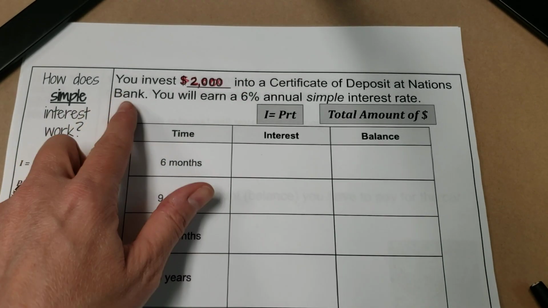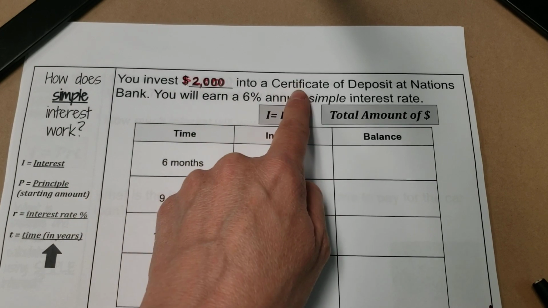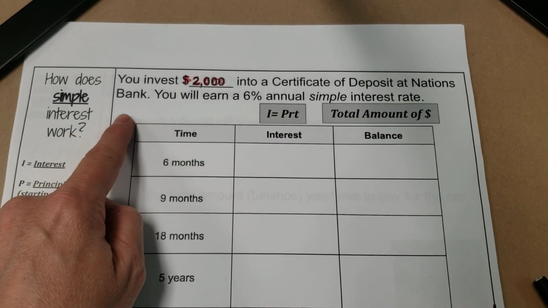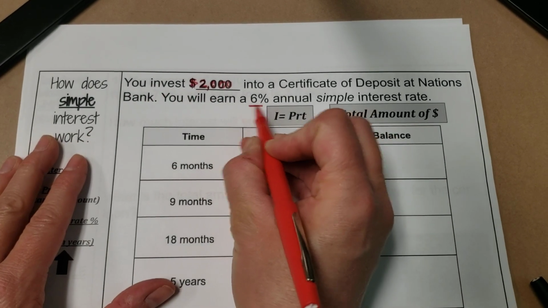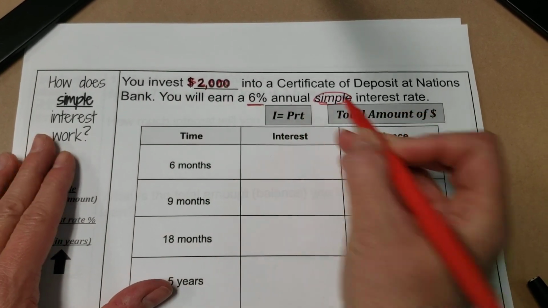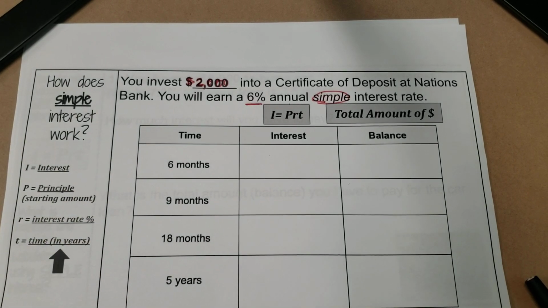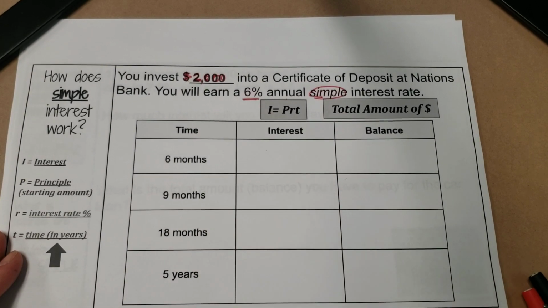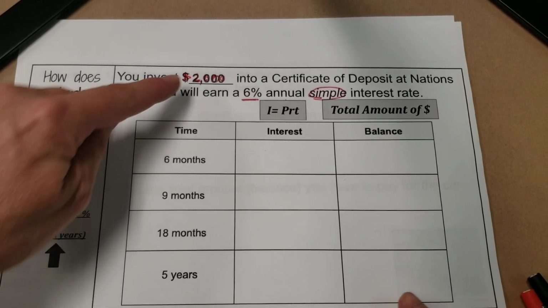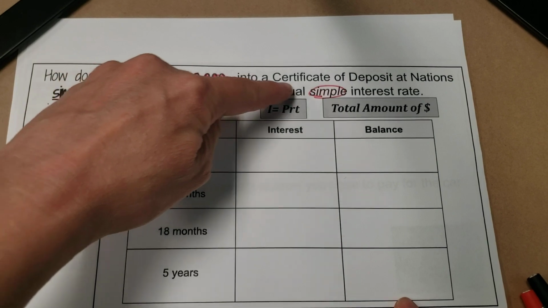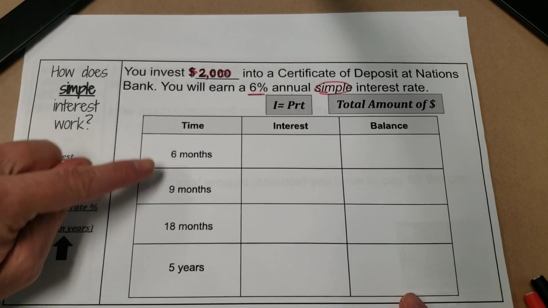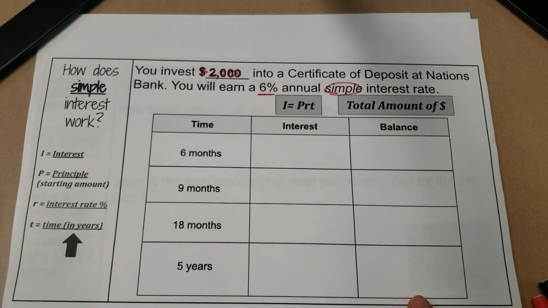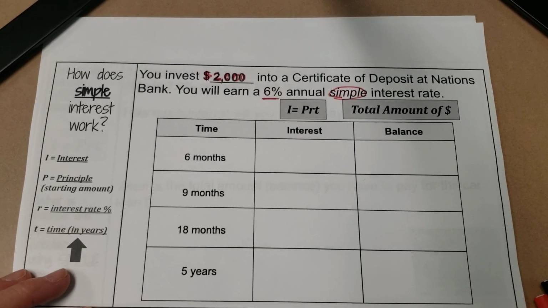Let's say that we invest $2,000 into a certificate of deposit, which also can be called a CD, at Nations Bank. You will earn 6% annual simple interest by keeping that $2,000 in a CD. So let's find out how much interest, how much extra money, the bank is going to pay you for keeping that $2,000 in a CD, or certificate of deposit, for 6 months, for 9 months, for 18 months, and 5 years. So with this problem, we're going to be practicing using the interest formula.